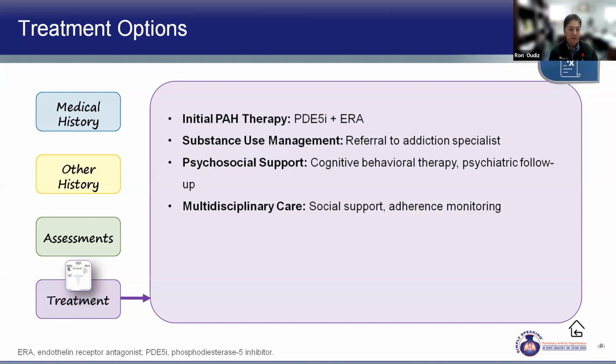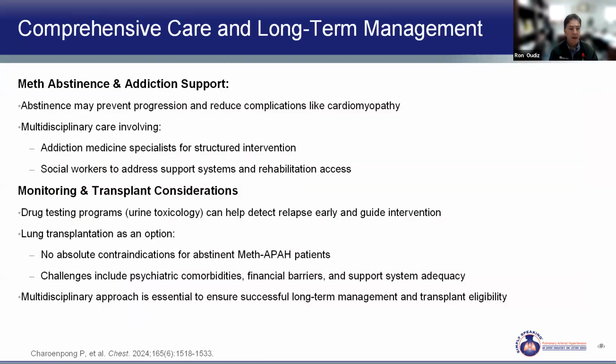A patient can hopefully be compliant enough to take their initial double oral therapy up front. Referral to an addiction specialist makes sense. We call it the MAT team here. Cognitive behavioral therapy, psychiatric follow-up, and then social support. What kinds of things can we do? Talk about abstinence. We can talk about addiction medicine specialists, referral to social workers, drug testing programs.